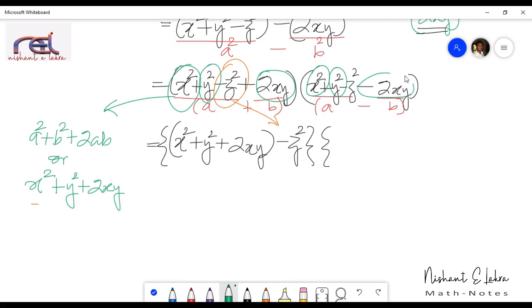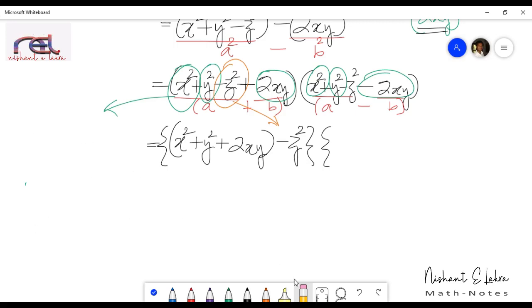Over there also we have the expansion of a minus b whole square. Now you'll come to know when we arrange this, x square, y square and minus 2xy. Now this is in the form of x square plus y square minus 2xy. Right, or we also have learned it as a square plus b square minus 2ab. Right, we also have learned it in this form.